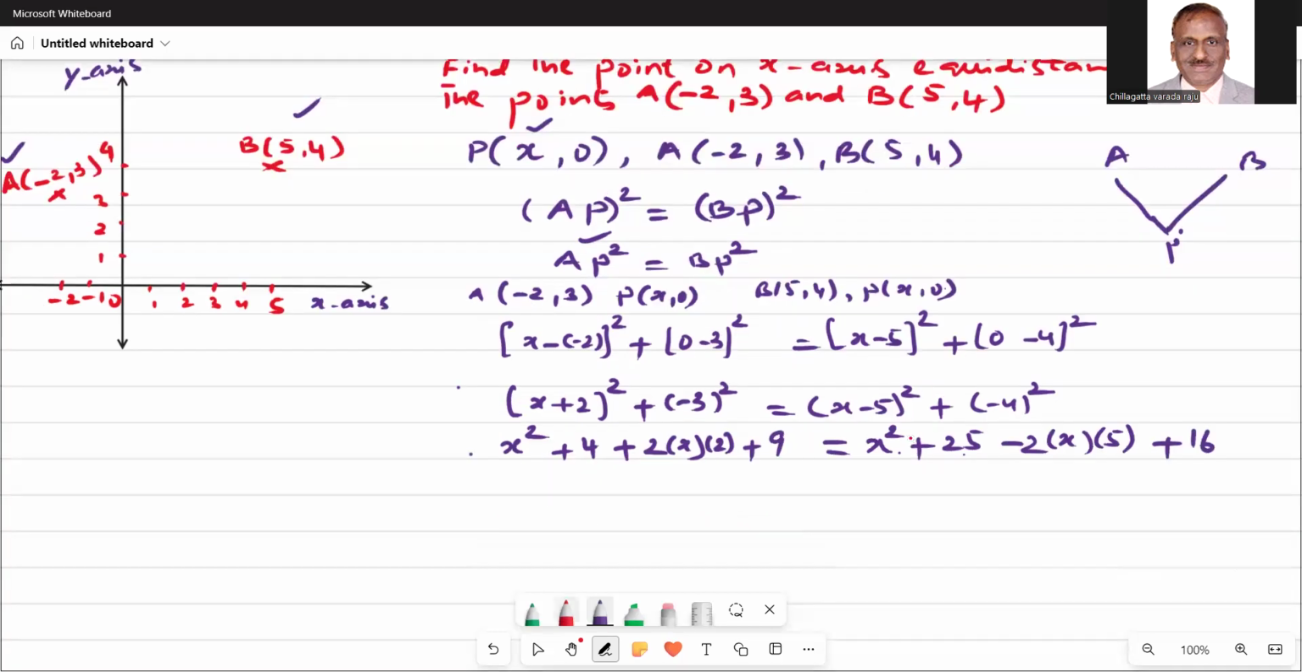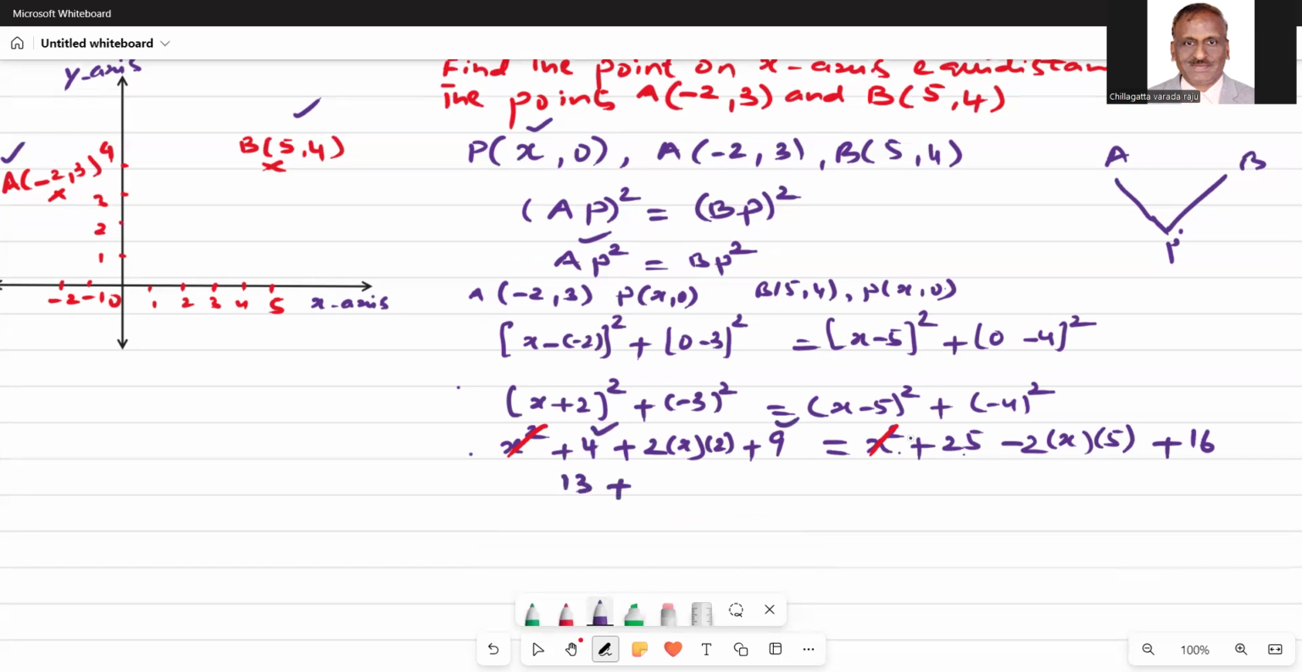Any terms get cancelled? On both sides we have x square. X square and x square will cancel now. That gives you the next step. 9 plus 4 is 13, plus 2 into 2, that is 4x, is equal to 25 plus 16. 25 plus 16 is 41, minus 5 into 2, that is 10x. Correct, sir?